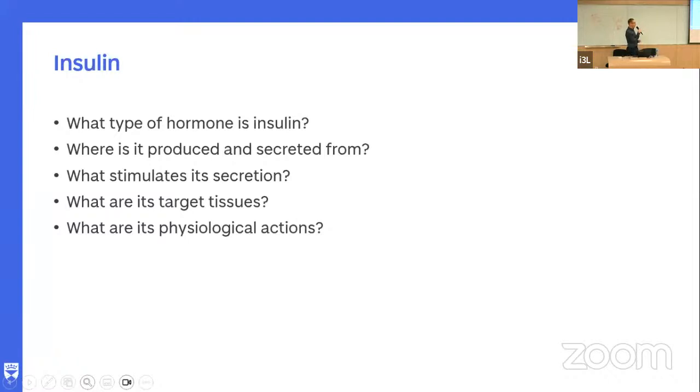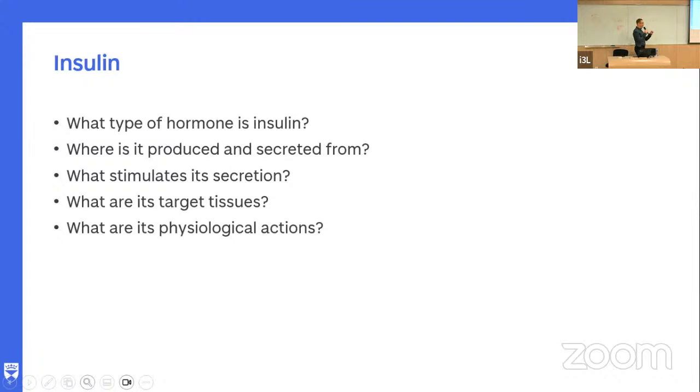Now, its primary stimulus for secretion from those beta cells is an increase in blood glucose concentration. So during that absorptive period, once we've digested a meal, that meal has been broken down into its nutrient building blocks, and those have been absorbed into the blood. We have an increase in the blood concentration of those nutrients, including glucose. On some later slides, I'll show the cellular mechanisms that link that increase in blood glucose concentration to the secretion of the hormone insulin.